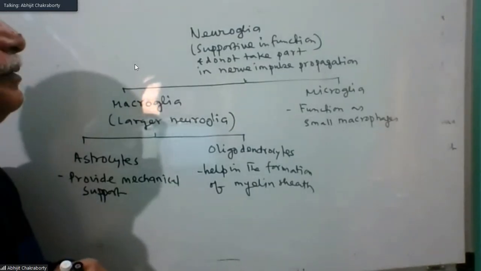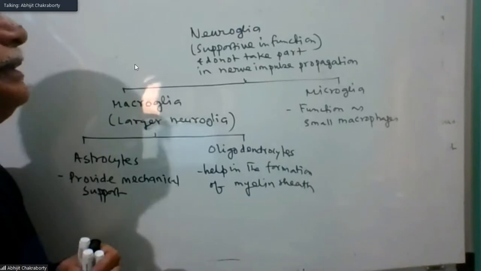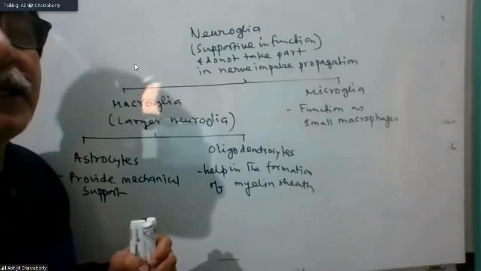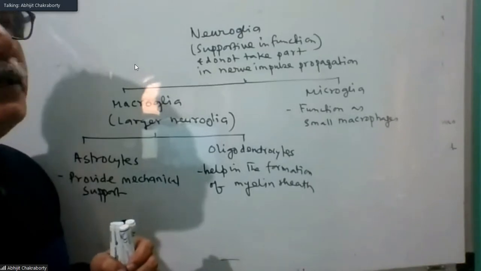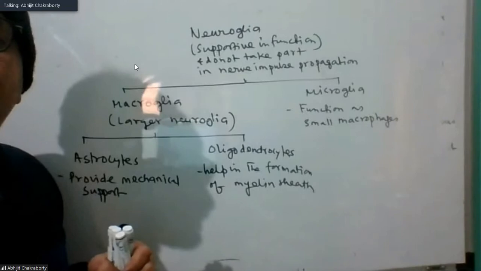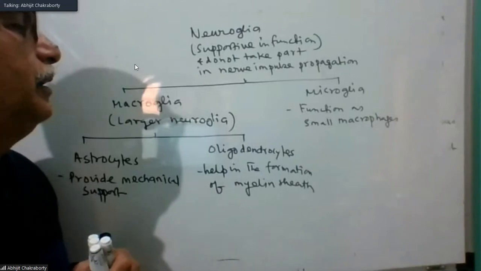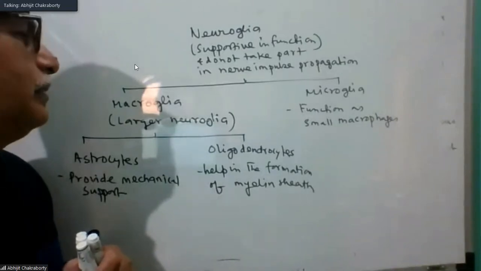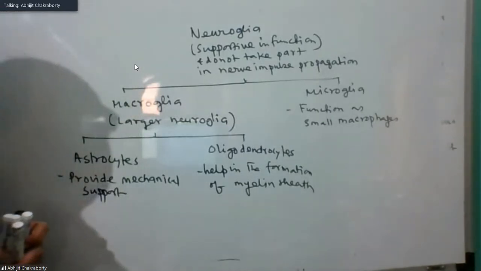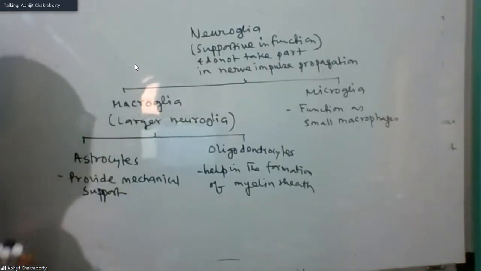So this is what about the neuroglia, two types. They are basically supportive in function and do not take part in nerve impulse propagation. 50% of the space of the brain is actually occupied by the neuroglia, and when a neuron dies, its space is also occupied by the neuroglia. Two types of neuroglia are found: macro means larger, micro means smaller. Macro are two types. One is star-shaped astrocytes.